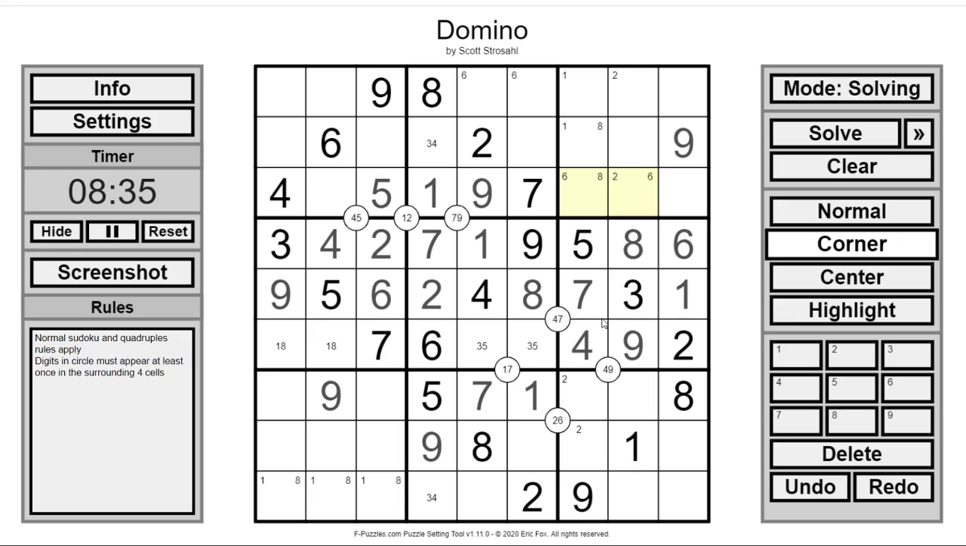3, 5, 5, 5. 3 could go anywhere in here. This could be 6, 3, or 5. Yeah, so 6, 3, 5 triple. This one can't be a 5 at least.